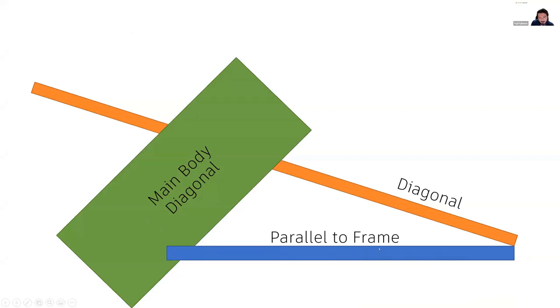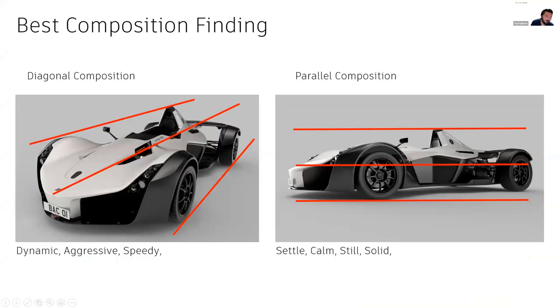Some mixture of a parallel essence and a diagonal essence, however you lay up. Also, I want you to know these two images, arranging or placing the object in a horizontal manner or orthographic view, give you totally different images. The one on the left is more active, dynamic, aggressive, speedy. The one on the right is more subtle, calm, still, solid, a different feeling.